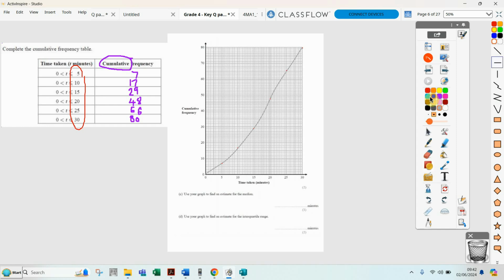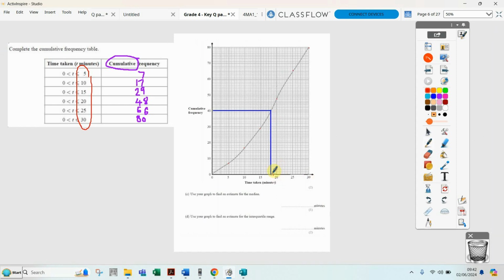So the median, the data goes up to 80. So you draw a line at half of 80, which is 40, and then you go down like this. Okay, try to read it off to the best of your ability. Every 2 squares is 1 at the bottom. So mine is around 18.